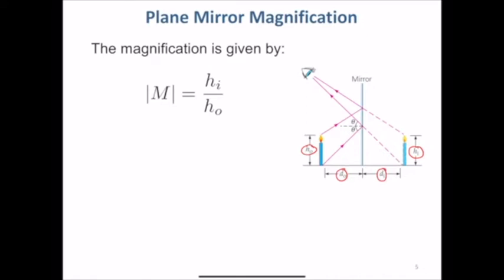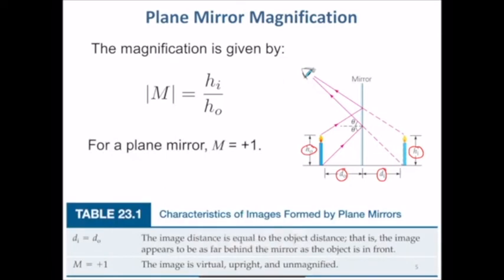We'll see later on that the sign of the magnification also has some meaning. If the magnification is positive, then that means the image is upright. And if the magnification is negative, that means the image is upside down. In the case of the plane mirror, the image is upright, so the magnification is positive. And the magnitude of the magnification is simply the ratio of hi divided by ho. We just saw that hi and ho are exactly the same, and so the magnitude is 1. And so for a plane mirror, the magnification is plus 1.